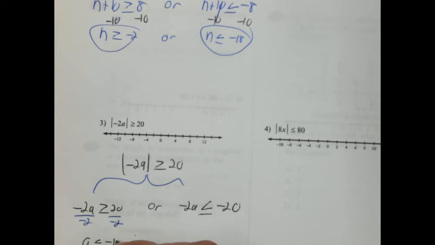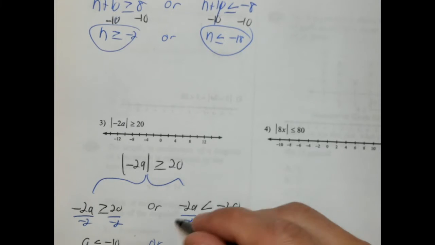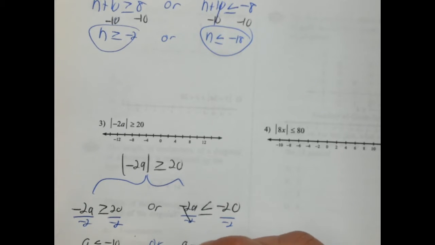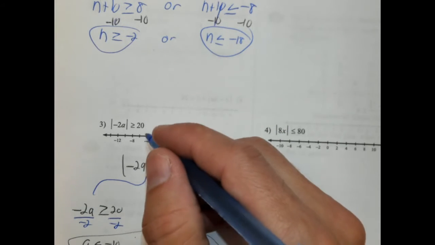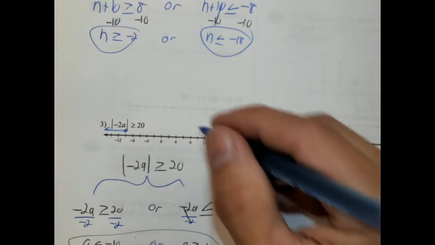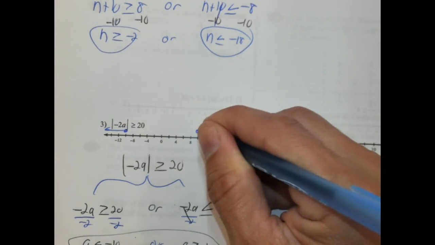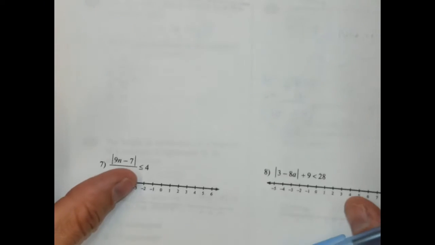And because we divided by a negative, this is going to change directions. So it's going to be a is less than or equal to negative 10. Or divide by negative 2. And a will be greater than or equal to positive 10. Okay. So inclusive at negative 10 going to the left. Inclusive at positive 10 going to the right. Yeah. So number 5.